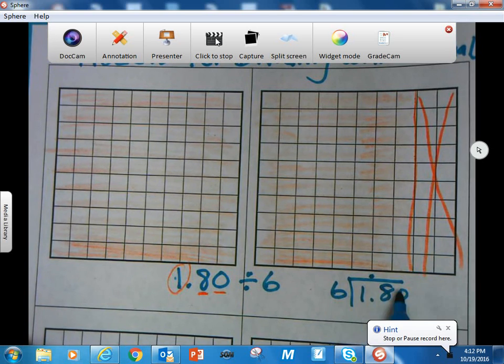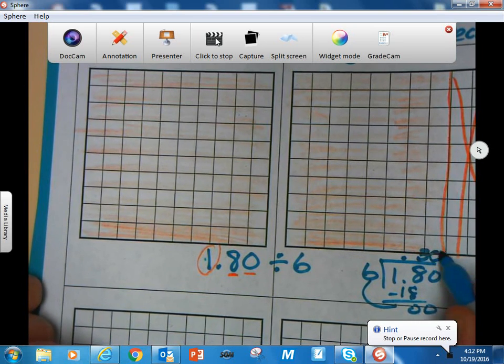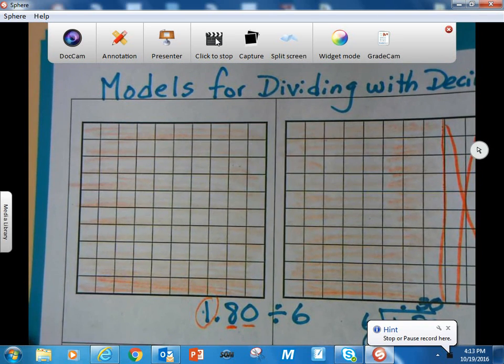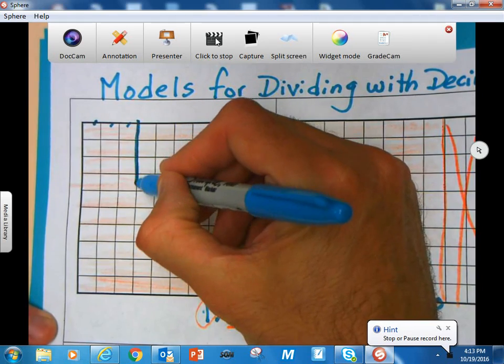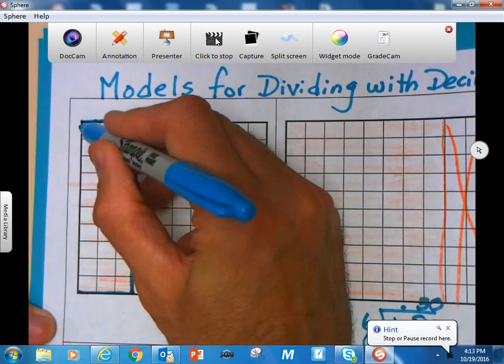6 goes into 18, or 1 and 8/10, 3 times. That would give me an 18. And I could figure out that 6 will go into 1 and 80 hundredths 30 hundredths times, or 3/10. So I'm going to use this model to help show that. And I'm going to outline using different colors 3/10. I have 1/10, 2/10, 3/10. So I can shade in or just outline my first tenth.